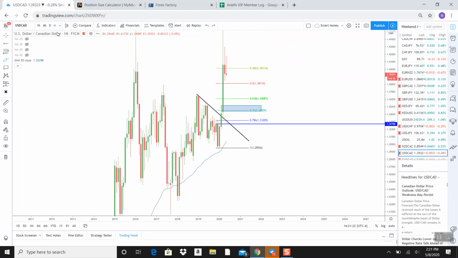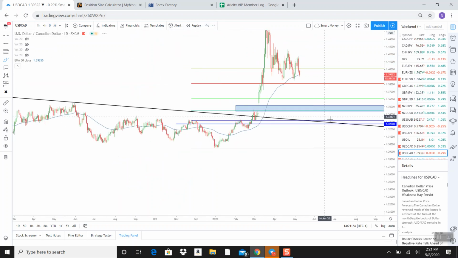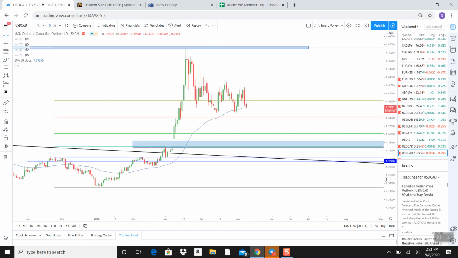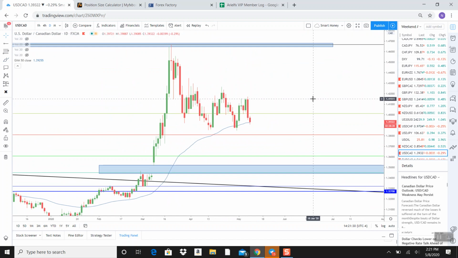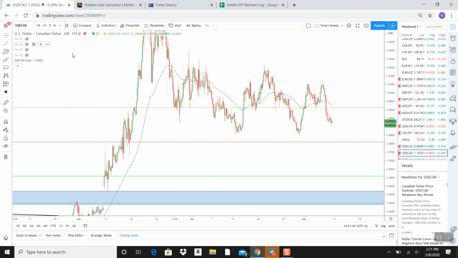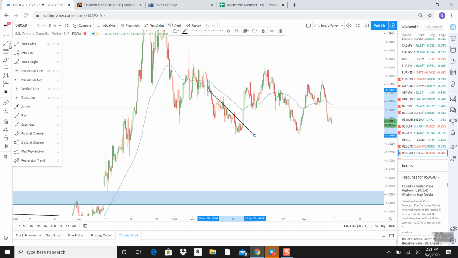Alrighty, so that's that. Let's go down to the daily time frame. Now this is where your structure comes in. Well, structure comes in everywhere, but this is more identifiable, so you can see what's actually going on with the lower lows and lower highs. So lower low, lower high, lower low. People were looking to buy this pair when we broke out of this descending wedge. They were looking to buy it.